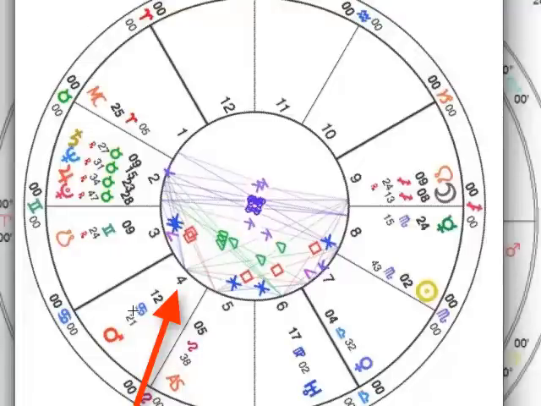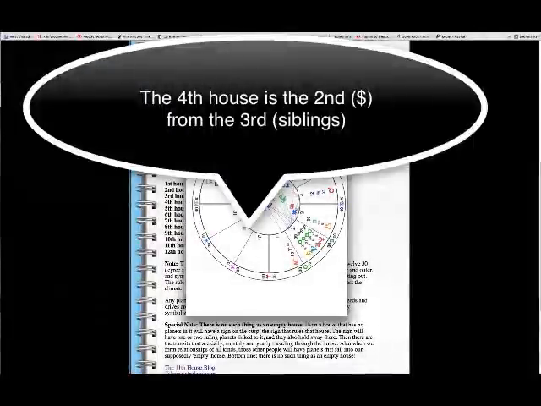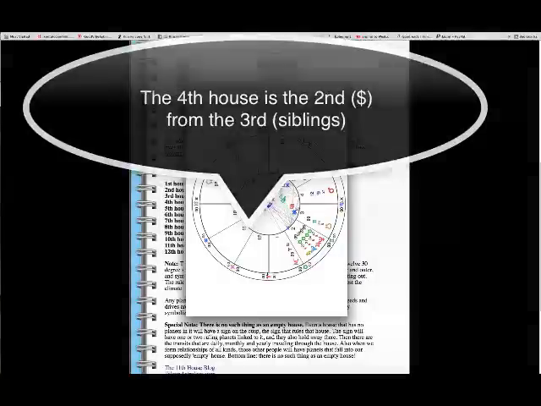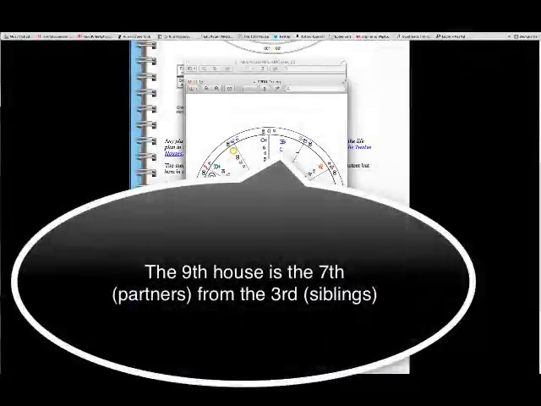So we look to the 4th house to know how our writing might support us, how teaching or learning might support us. The second house from the 3rd is also the finances of our siblings, the 3rd house being our siblings, and the next house over being their financial support. In the same way, you can look at the 9th house or the 7th house from the 3rd as being the partners or business partners of the siblings.